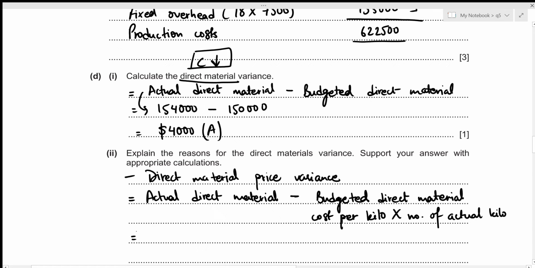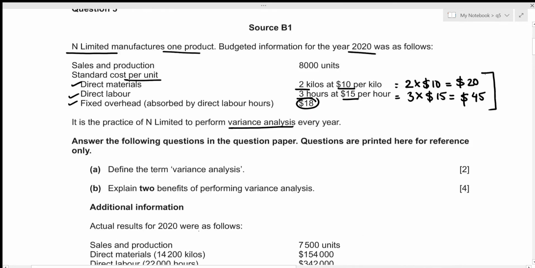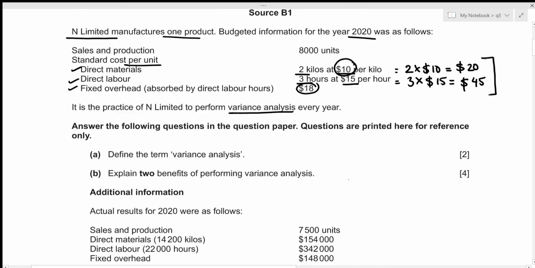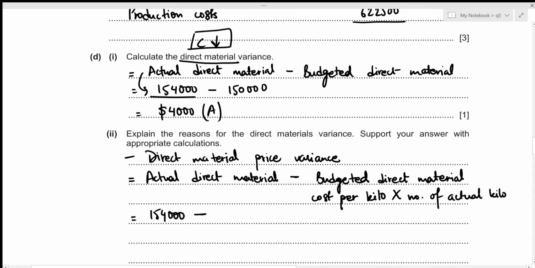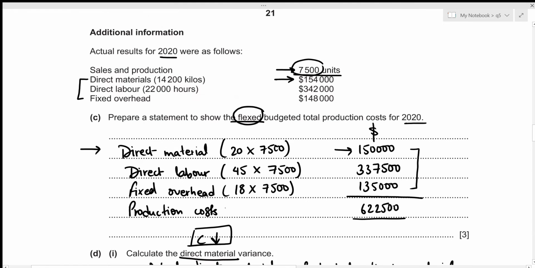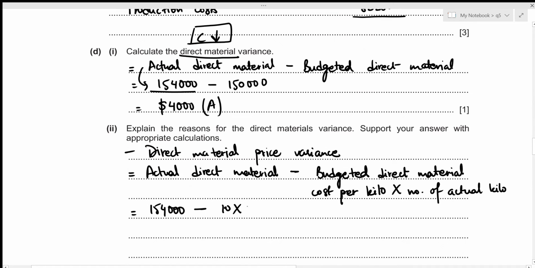Alright, so we already have our actual direct material for 154,000, minus we need to subtract the budgeted direct material cost per kilo, which was given above. Right here we can see that direct materials had the rate of 10 per kilo. So we're just going to substitute this value, 10 times our number of actual kilos. And we were given the actual direct material, which had 14,200 kilos. So I'm just going to write it down. That's 14,200. Now the direct material price variance is 154,000 minus 10 times 14,200, which results in the value of 12,000.